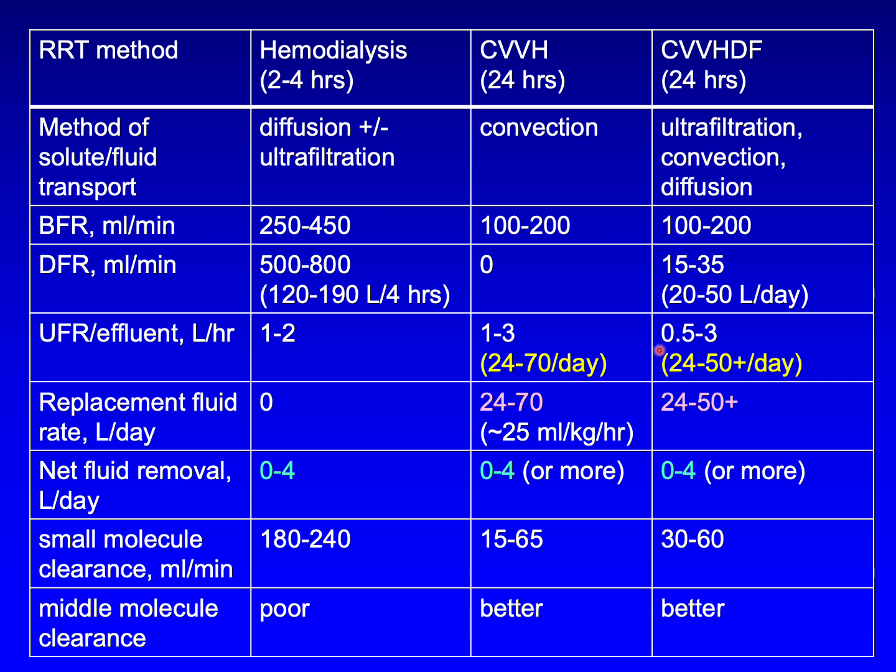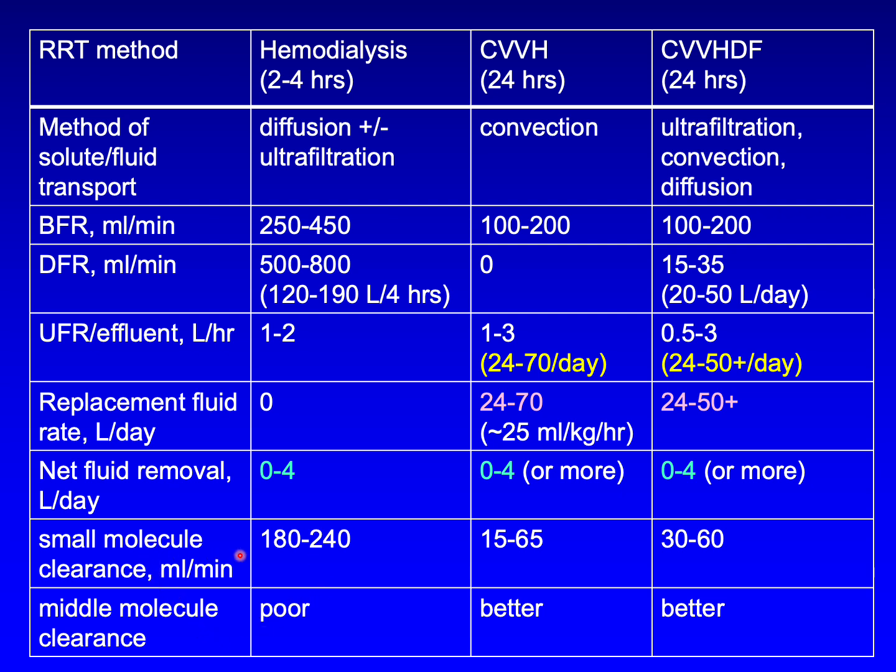But CVVH and CVVH-DF can remove several liters per hour every hour of the day. But that's because they replace the volume that's pulled off so that the patient does not become intravascularly volume depleted or experience large swings in blood pressure. So the net fluid removal per day is about the same in all 3 therapies, but it's accomplished in 24 hours instead of 4 with the continuous therapies.